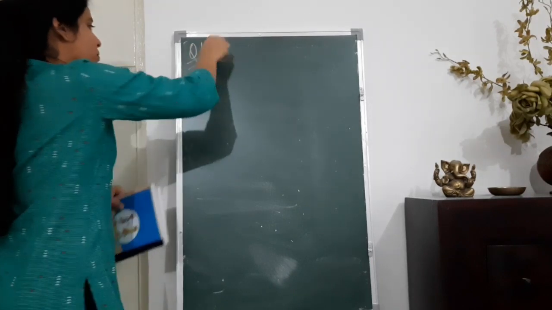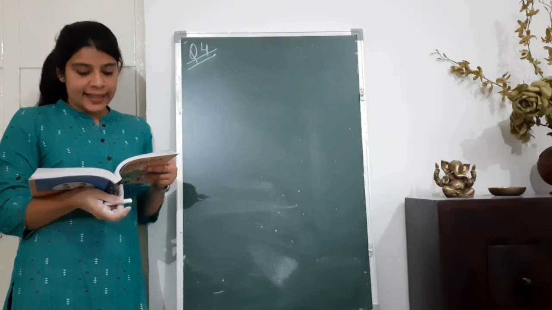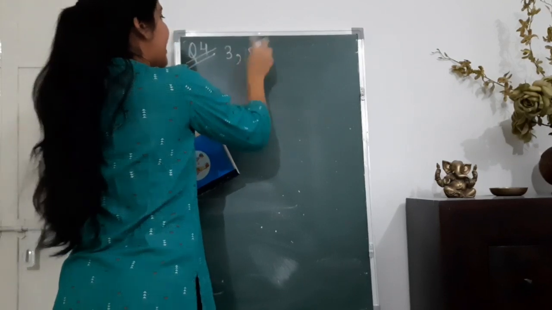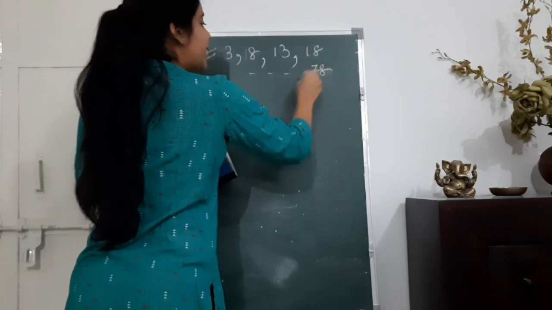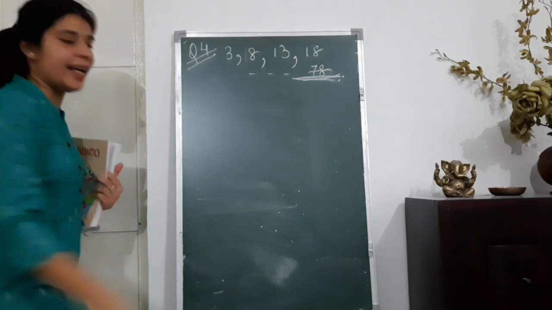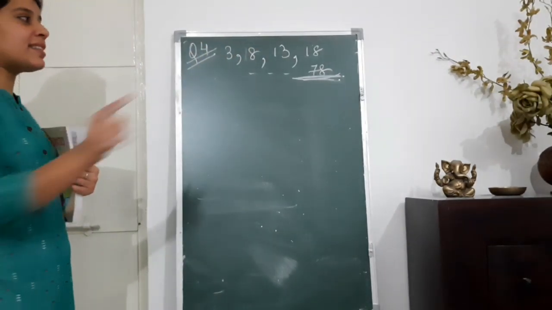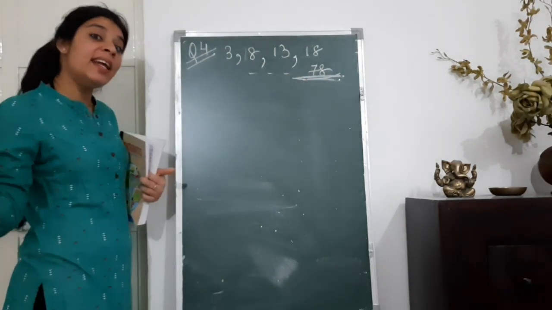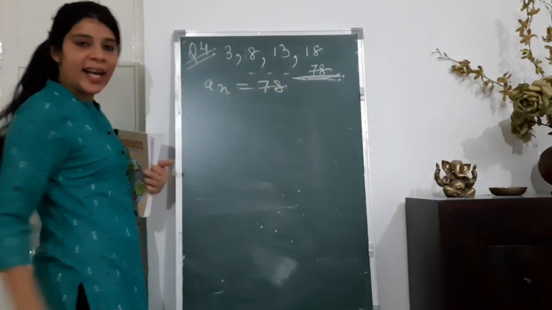Which term of the AP 3, 8, 13, 18 is 78? Now clearly what they are asking is that there is some term 78 in the series and they want to know which term is 78 in this series. Let us suppose that 78 is the nth term of the series. So an is equal to 78.